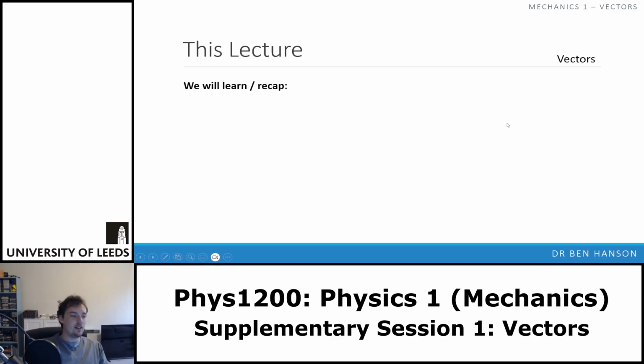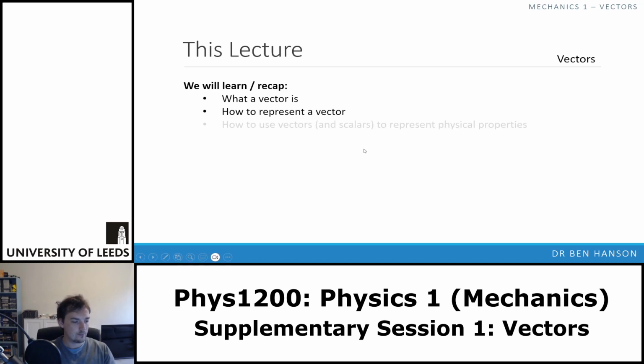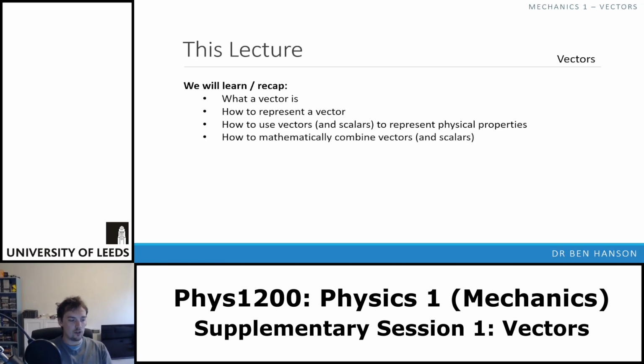So what we're going to be learning, or recapping if you've done some of this before, is what a vector is. So we're going to think about what a vector is, how to represent a vector, whether mathematically or in a diagram, how to use vectors and scalars, which are just numbers with units attached, to represent physical properties. And we're also going to learn how to mathematically combine vectors and scalars together. So by combine, I mean add, subtract, multiply, that sort of thing.